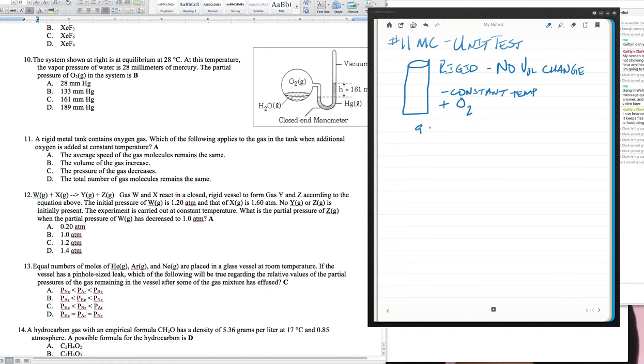So, A asks you, which of the following is true? The average speed of the gas molecules remains the same. So speed same, and would that be true? And what is speed directly, in this particular case, related to? The temperature. If the temperature is the same, then the speed would be the same. So this one is true. But let's say we can't believe that it's just going to be A. We could say B is the volume increase. And we just said that there is no volume change, therefore this one can't be true. It's a rigid container. There's going to be no volume change.